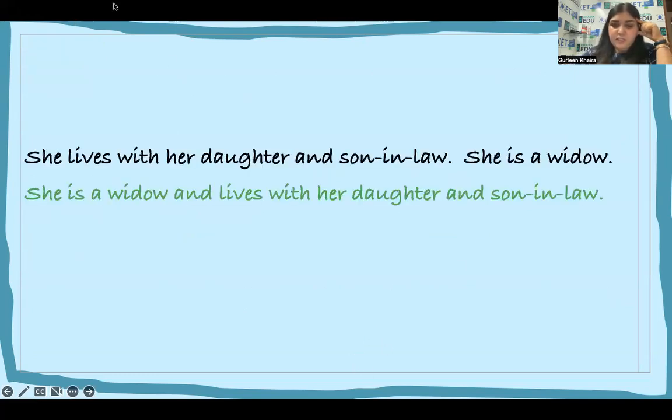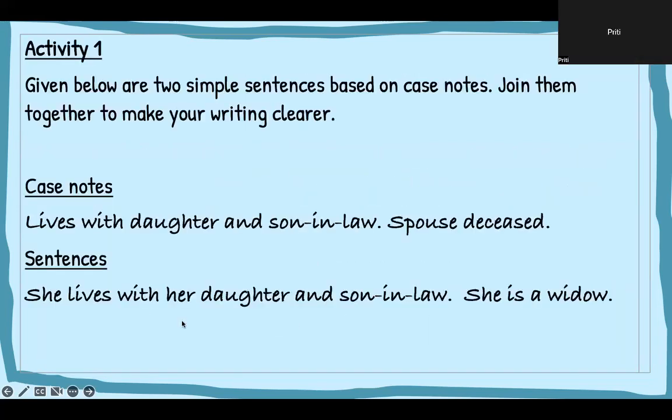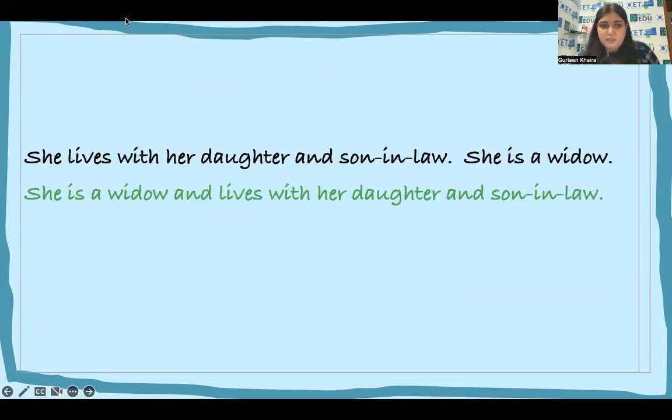How can we do that? If you see these both sentences, what is common to these? The subject, right? She is the subject of the first sentence. She is the subject of the second sentence. Predicate of the first sentence, lives with her daughter and son-in-law. Predicate of the second sentence, is a widow. So if the subject is common, we can combine the predicates. And this is how we can do that. She is a widow and lives with her daughter and son-in-law. So because the subject is common in these sentences, we've just combined the predicates together.